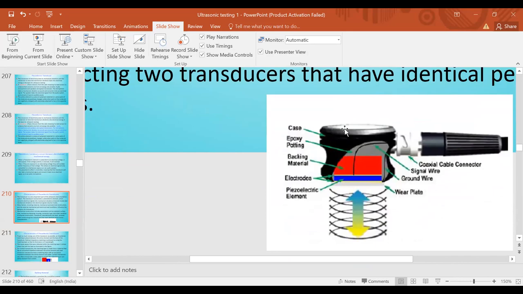So there is a case, epoxy, non-backing material, electrodes, piezoelectric element, coaxial cable connector, signal wire, ground wire, and wear plate.